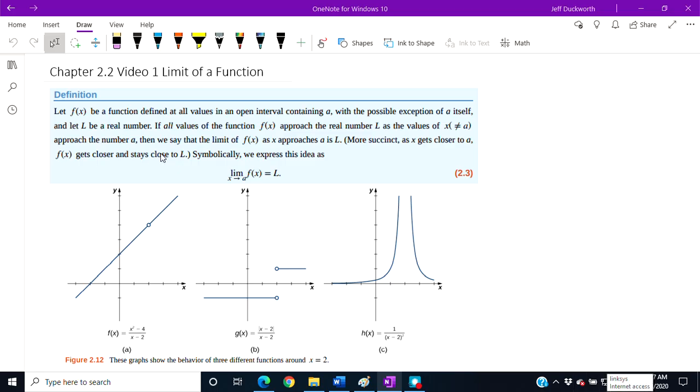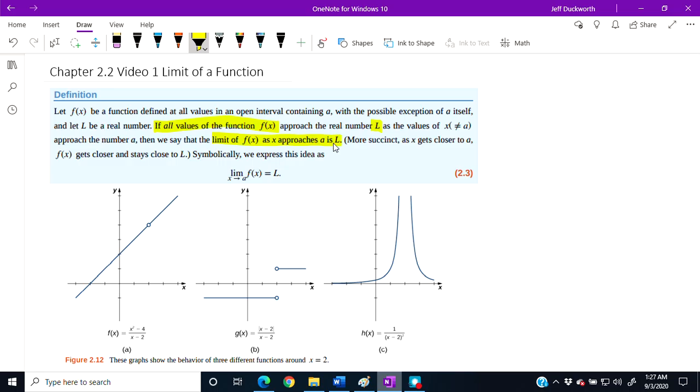The next part: if all values of the function f(x) approach the real number L. So this has got to be some number L, that's your f of x essentially, as the values of x that aren't equal to a approach the number a. So basically what it says is, as we get closer and closer to the value x that is a, f of x gets closer and stays close to some value, which is L. And if that's occurring, we say that the limit of f of x as x approaches a is L. That's the wording of it.